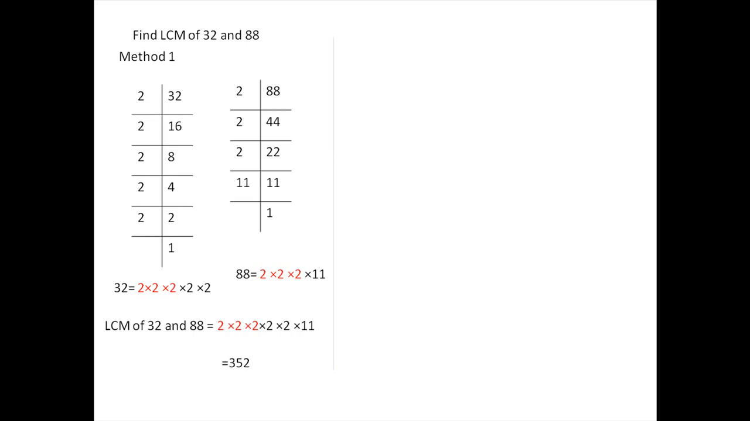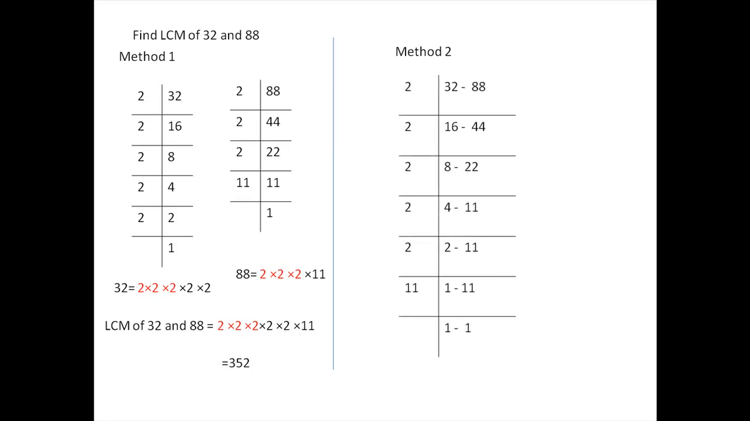The second method is a little different from HCF. In LCM there is no need to divide the numbers by the same number; you can divide by any number that divides at least one of them. So first I divide 32 by 2, which gives us 16, and 88 divided by 2 gives us 44. Similarly we divide 16 and 44 by 2, so it gives us 8 and 22. Again we divide 8 and 22 by 2, so it gives us 4 and 11.